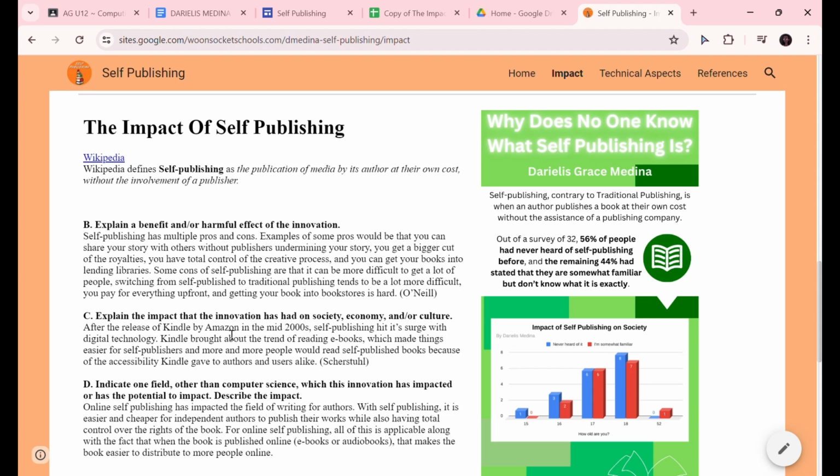One of the pros he mentioned was that you have full creative control of everything, and you don't have to pay a traditional publisher most of your money or the royalties. A harmful effect of it was that a lot of bookstores don't tend to shelve self-publishers since they're not with a traditional publishing house, so they don't really trust them that much.